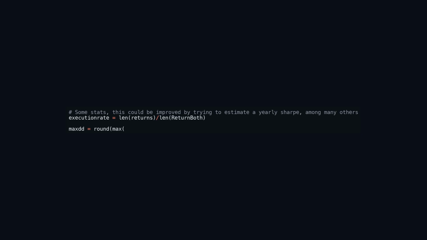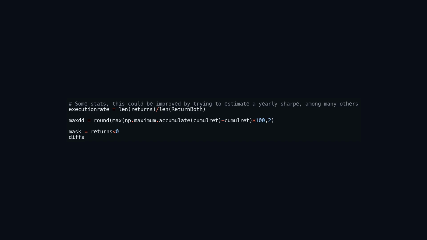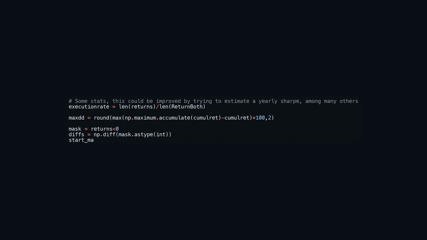This code snippet calculates various metrics related to investment returns, focusing on risk and performance. It begins by determining the execution rate, which is the ratio of the length of the returns array to another array named returnBoth, providing insight into the number of trade opportunities acted upon. It then computes the maximum drawdown, representing the largest drop from a peak to a trough in cumulative returns, expressed as a percentage by comparing cumulative returns against their maximum value to find the maximum difference.